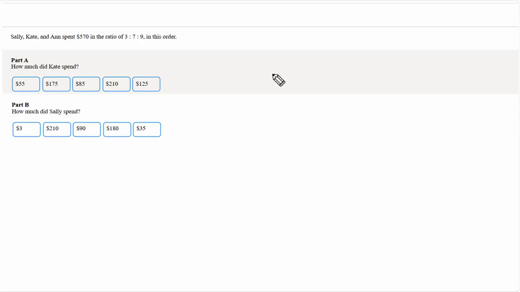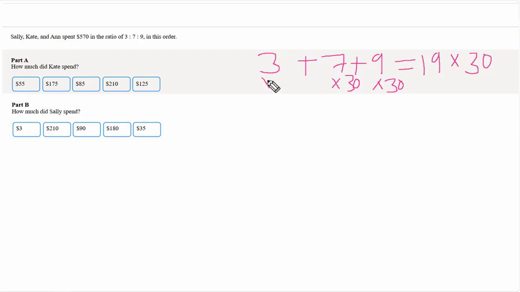So now, they multiply. Let's write it again. 3 plus 7 plus 9 is equal to 19. You multiplied here by 30. So they multiplied every number by 30. Remember, I told you in the previous question that what you do to one part, you do to the whole ratio. So remember, Sally was 3, Kate was 7, and Anne was 9. So we know that they increased it by 30 and 30 and 30.